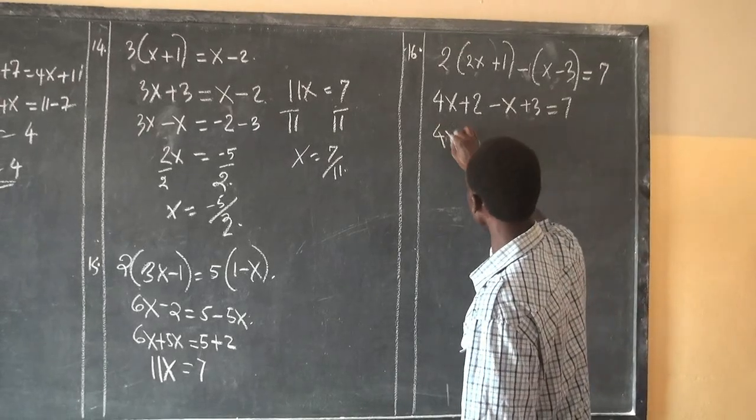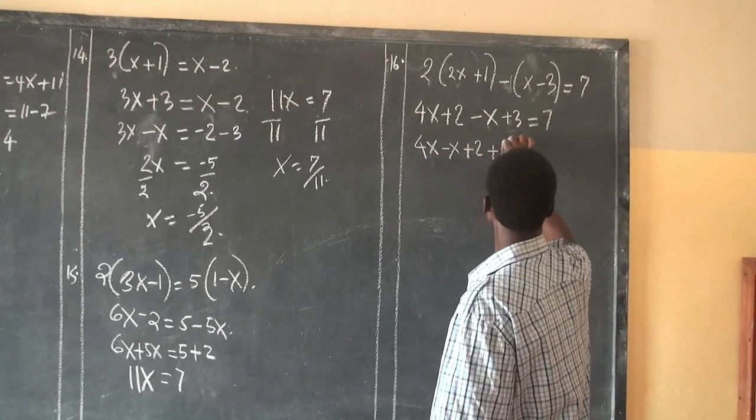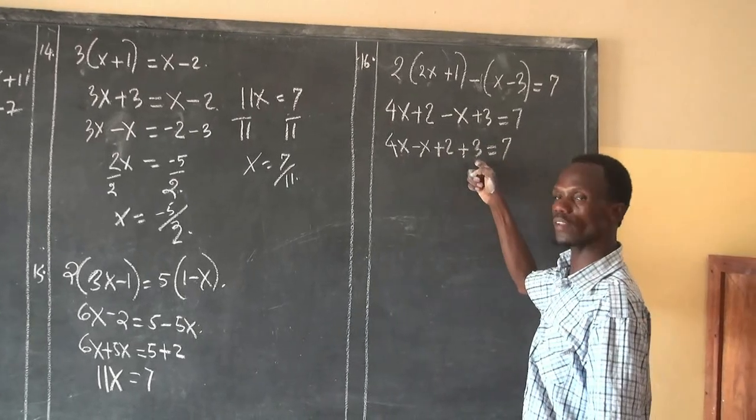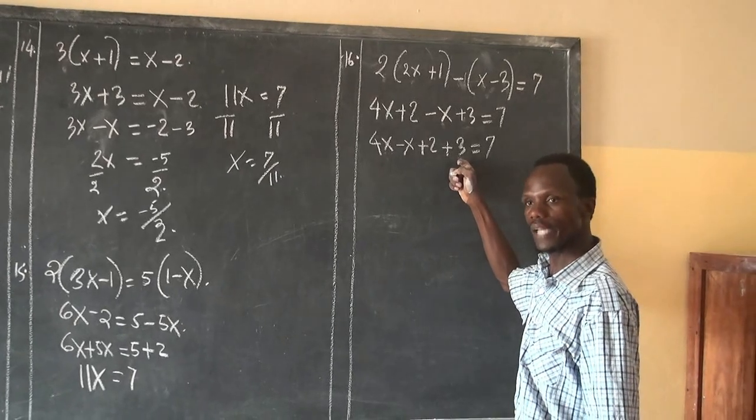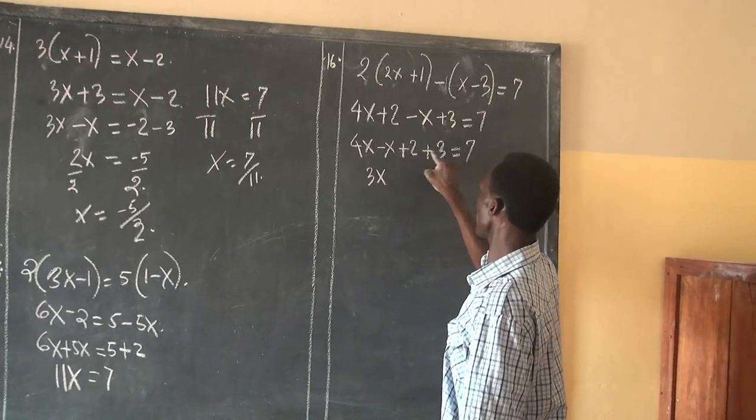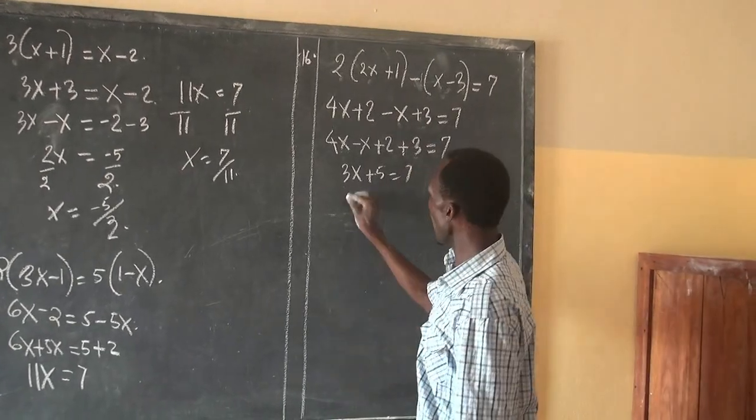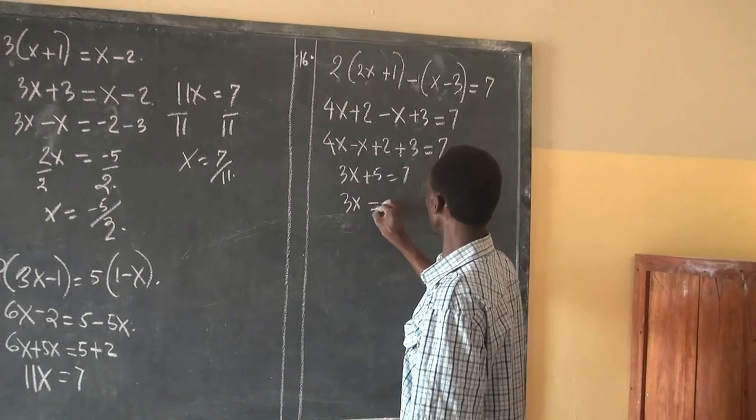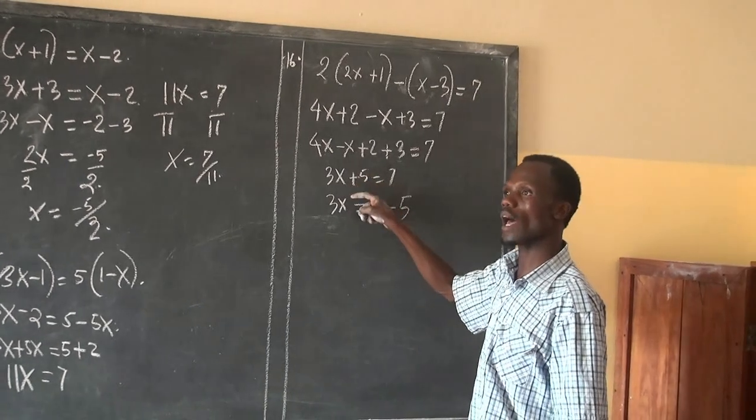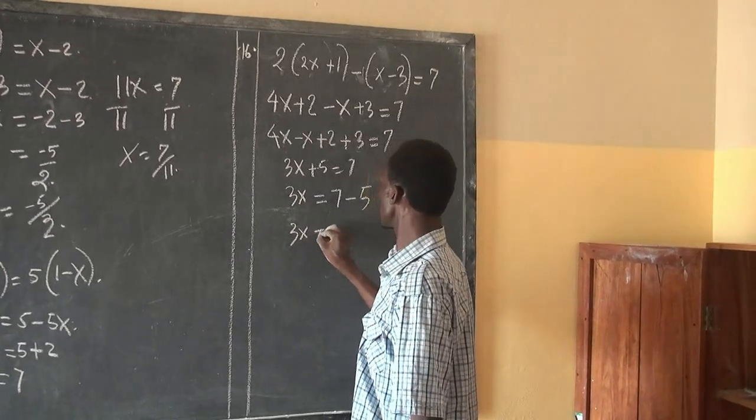Now we have 4x, negative x, positive 2, positive 3 is equal to 7. Why have I written such a thing? Because I've collected the like terms. Now 4x minus x is 3x. Then 2 plus 3 is 5, which is equal to 7. Now 3x is equal to 7 minus 5. Why? Because this was positive, now I've taken it to the other side. Now 3x is equal to 2.